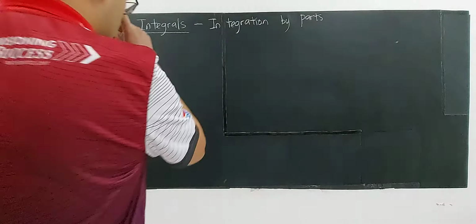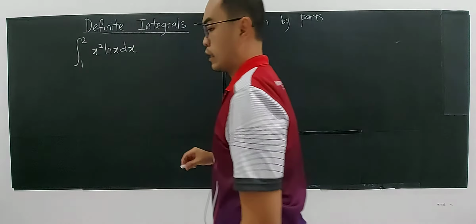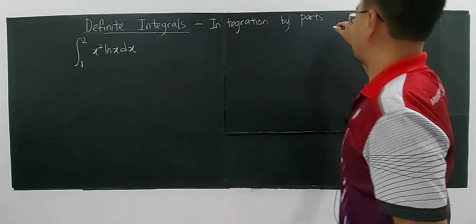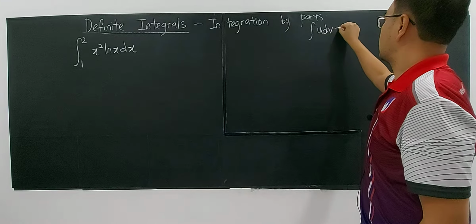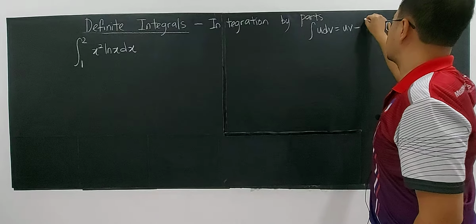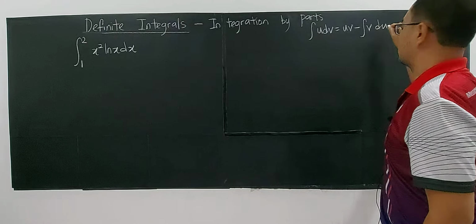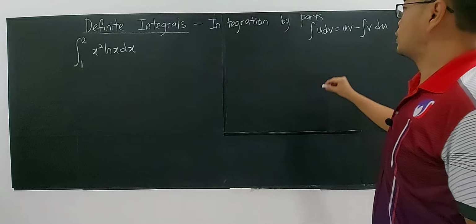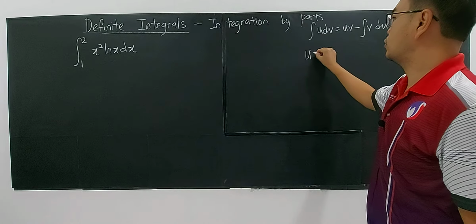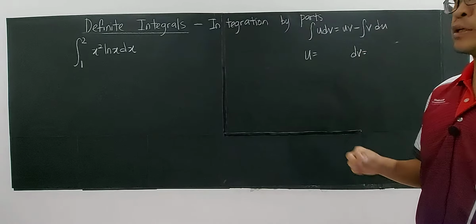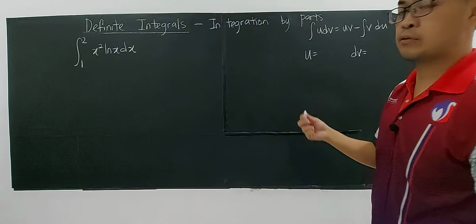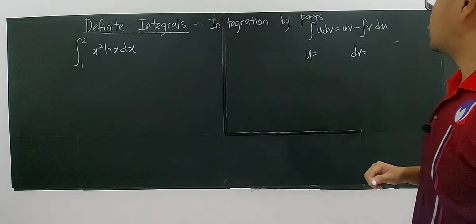As you learned in the previous lesson, with integration by parts we usually apply the formula: the integral of u dv equals uv minus the integral of v du. Usually we choose a u and a dv to help us, so it's just like the product rule in the form of integration. So u and dv.